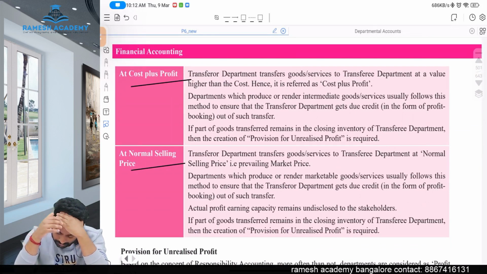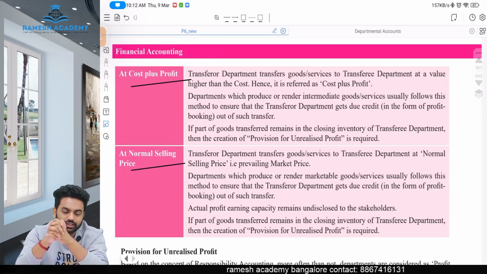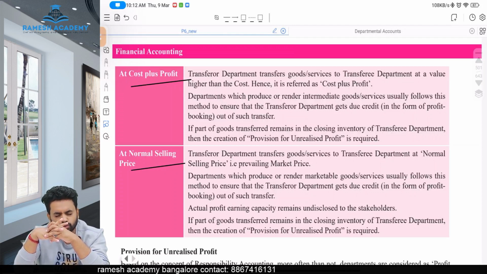Next is at cost plus profit. Transferor department transfers goods or service to the transferee department at a value higher than the cost. That is, yesterday I told, Akash will start sending materials to Anant at 270 plus certain percentage.